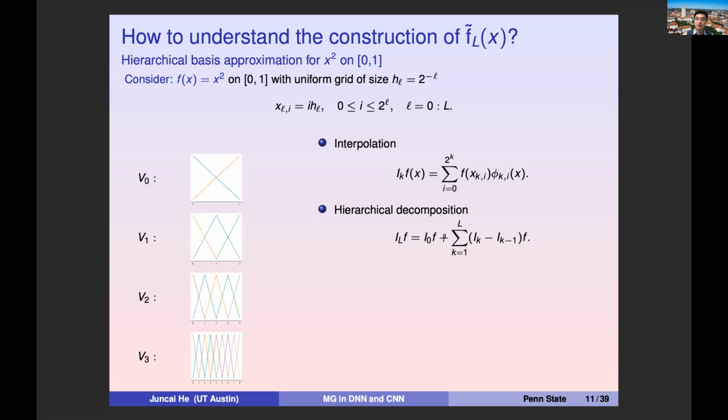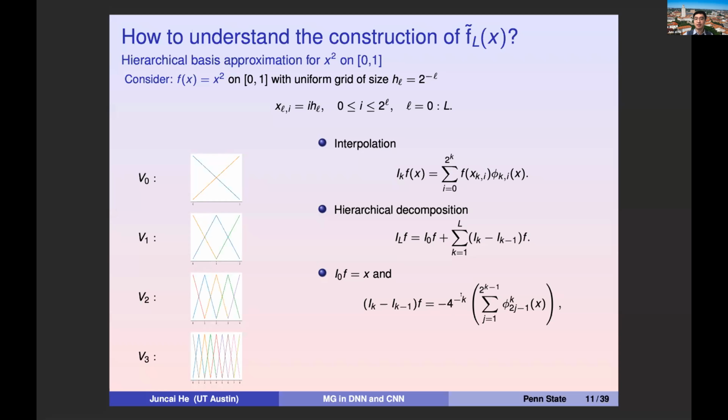Okay, so what is I0 f? I0 just means that you think about these two endpoints. Then the interpolation result for this function x squared is just a linear function. Then the amazing part is, what is I_k minus I_{k-1} for x squared? The answer is that this phi_k^{2j-1} is the standard hierarchical basis, where you just choose the basis functions of the same order.